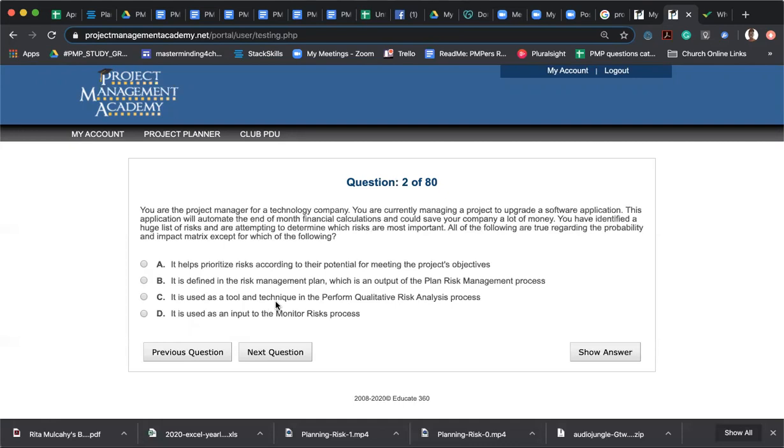I'm gonna say D. Wait, no, I'm not gonna say D. It helps how to a meeting. Okay, it's defined in the risk management, which is the output for the plan. Yes, it is used in the perform. It is used as an input to the monitor risk process. We haven't got to the monitor risk process, but I'm gonna pick D. I'm gonna go with what I said in the beginning.